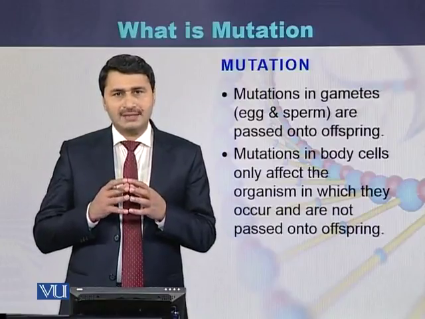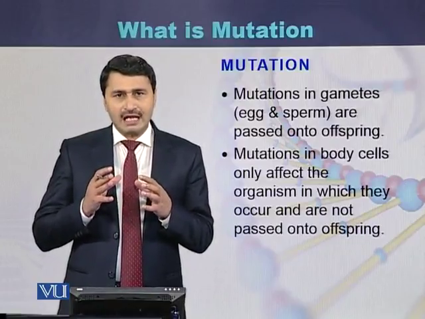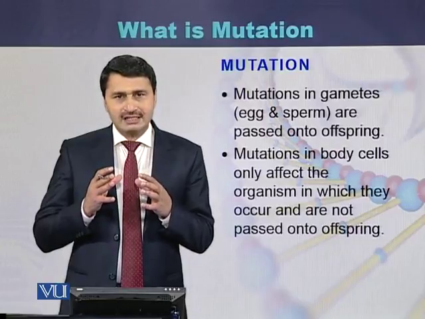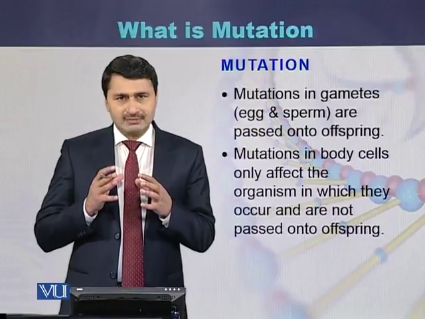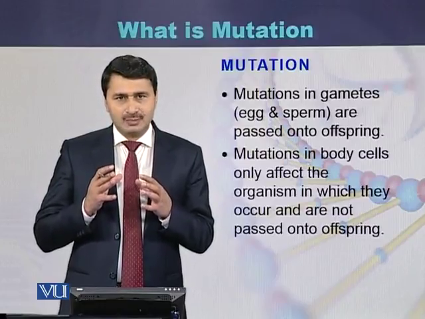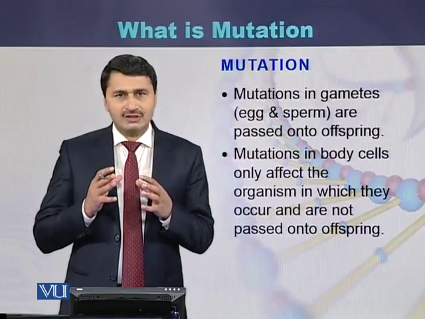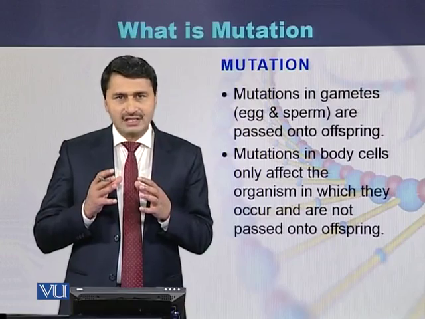Mutations are of 2 types. One is called germline mutation and the second one is called somatic mutation. Germline mutations are present in the germ cells, meaning in the sperms and eggs, while somatic mutations are present in the somatic cells of the body.